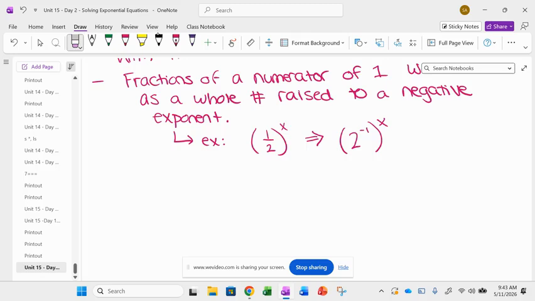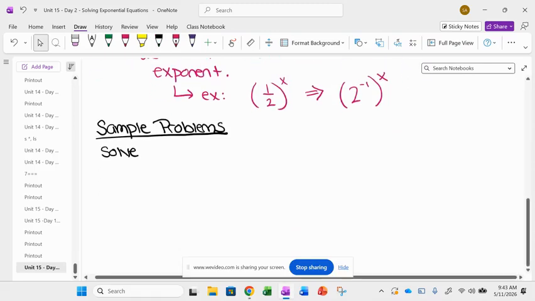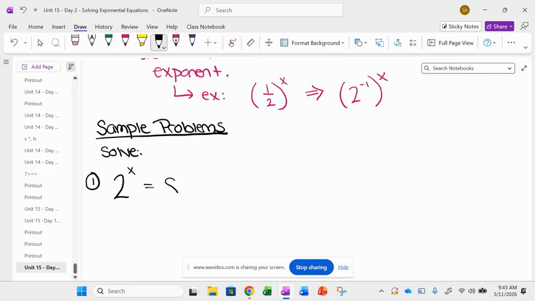Okay, so now let's do some sample problems. We're going to solve. The first one is 2 to the x equals 8. We can do this in our head. 2 to what power gives us 8? The third. Do you think it's always going to be something so simple that we can solve in our head?